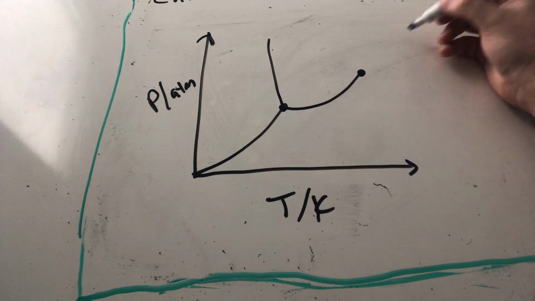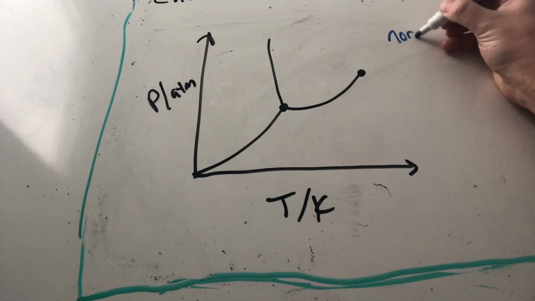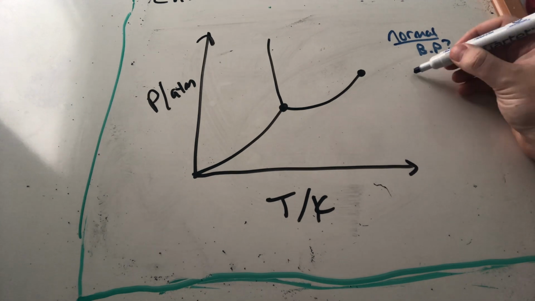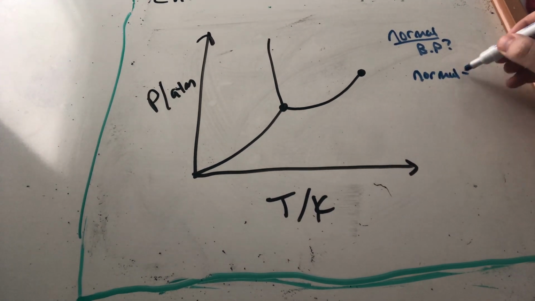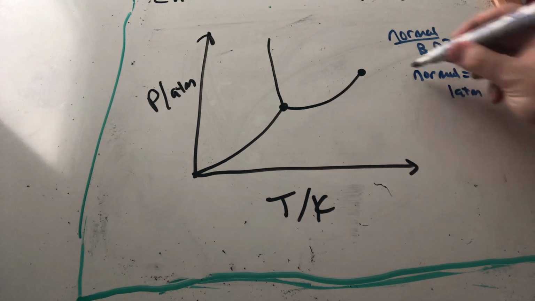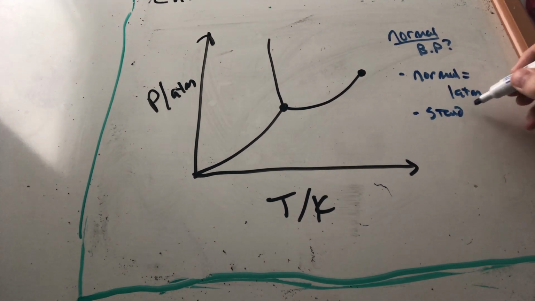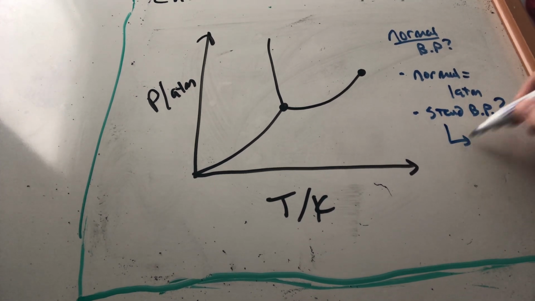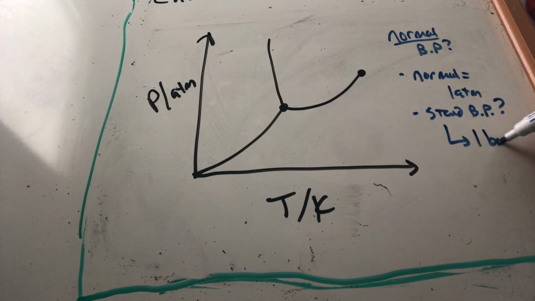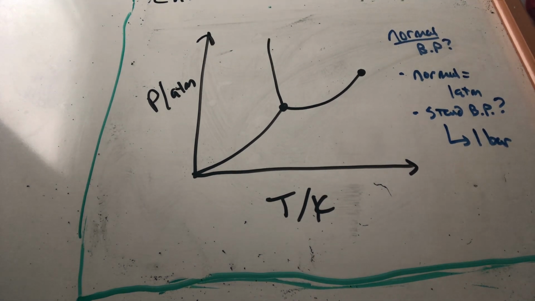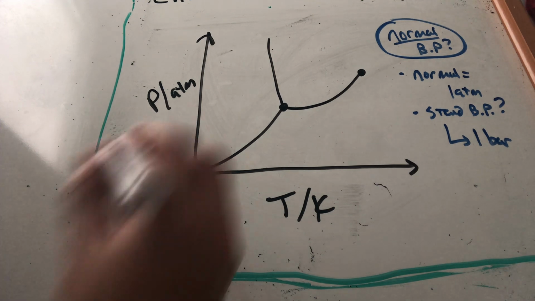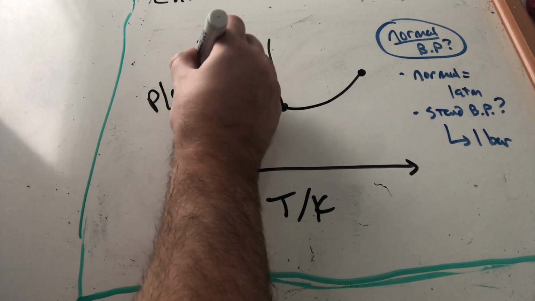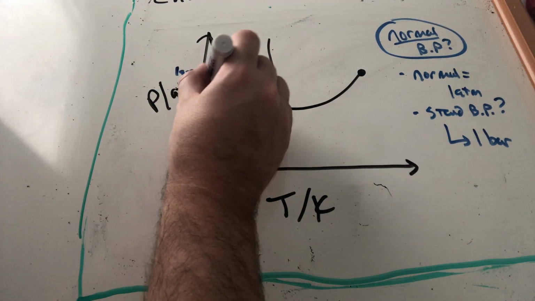So for example, when we have these diagrams, we can ask ourselves about normal boiling points. And so we have to remember our definitions. Remember that normal means 1 atmosphere. Also, I'll remind you that standard, because I could be asking about standard boiling point, refers to a pressure of 1 bar. So let's say, for instance, I ask you about the normal boiling point. What you would do is come over here, and you would say, okay, I'm going to find 1 atmosphere on my pressure axis. Then I'm going to work my way over.